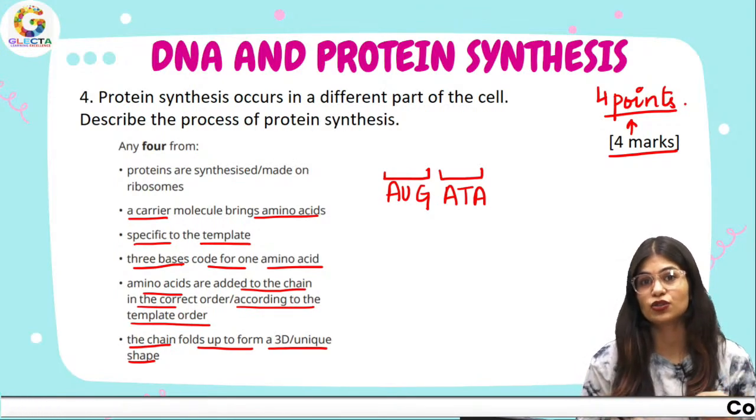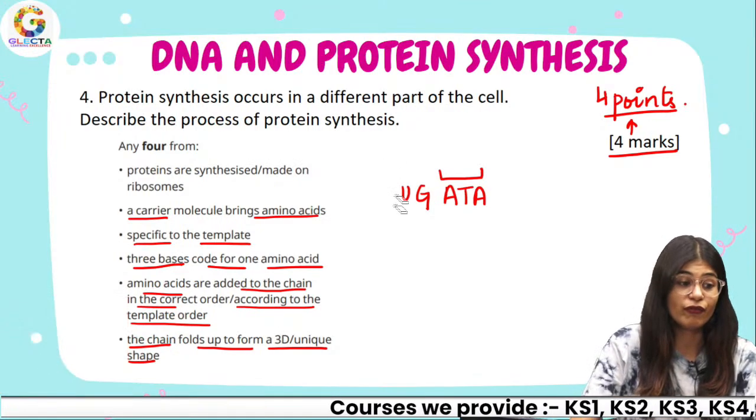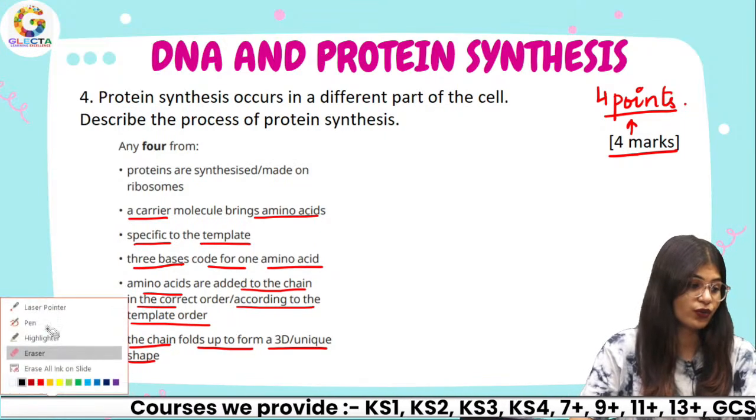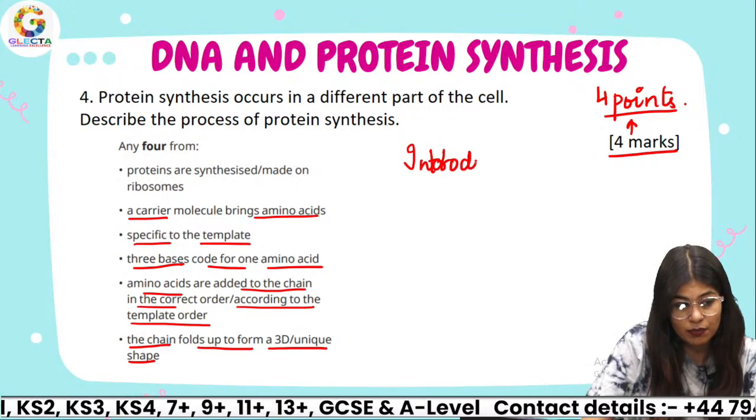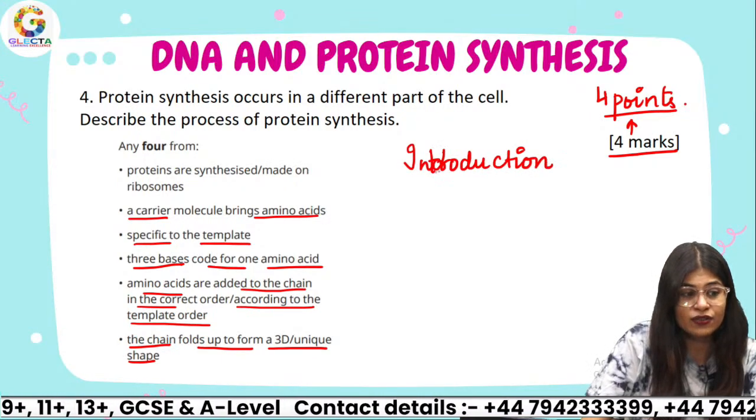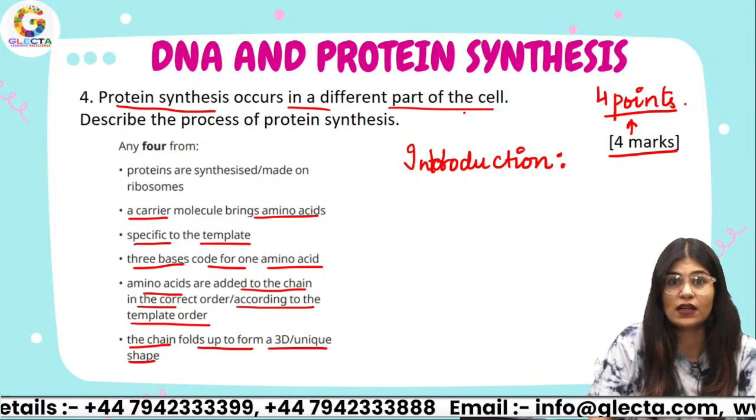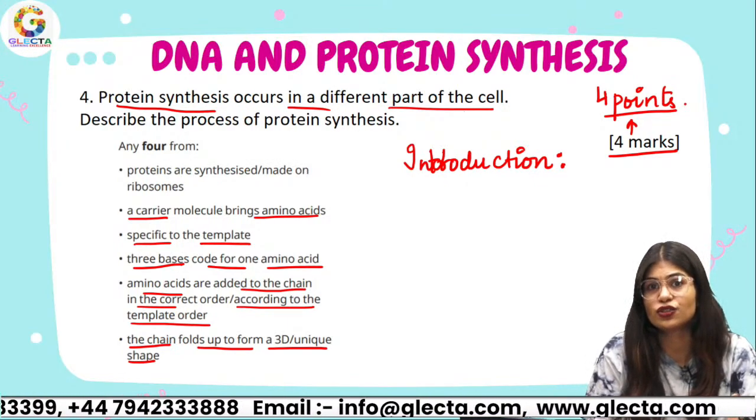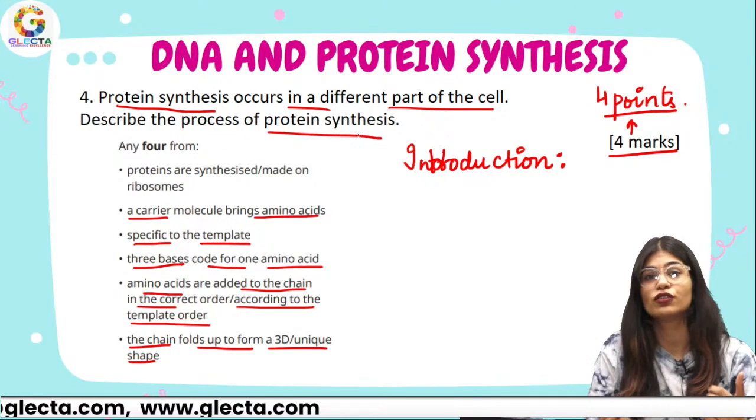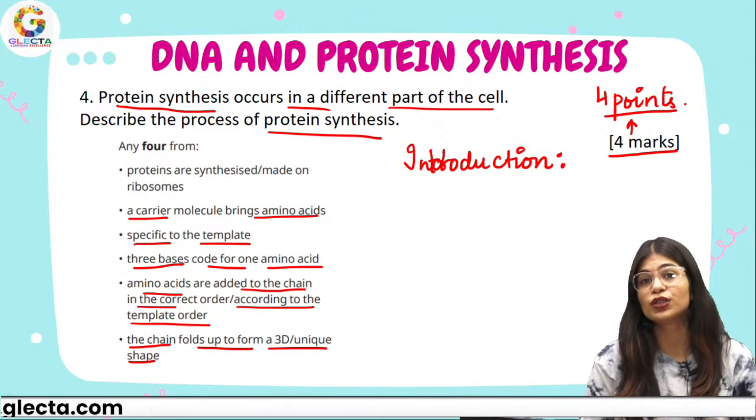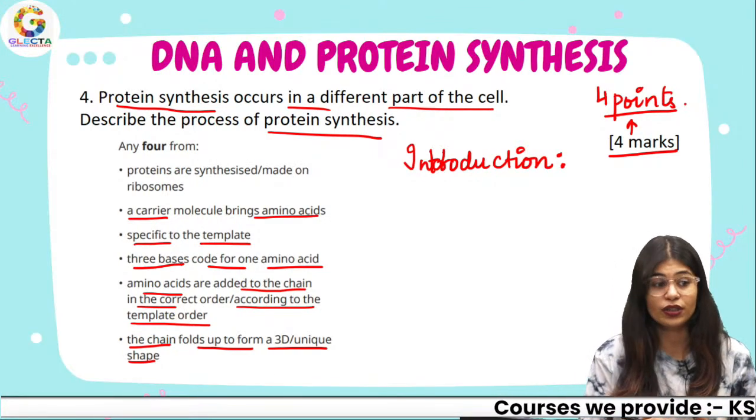The trick to remember that you have to do it this way is always, and when I say always, I mean all the time, you should do 3 things. First is introduce. So introduction is important. For example, the line says protein synthesis occurs in a different part of the cell. They're quite literally giving you a hint that you should talk about ribosomes. So in the introduction of protein synthesis, you say that protein synthesis takes place on ribosomes.